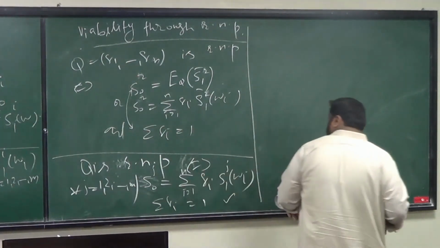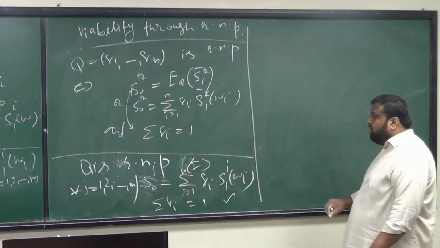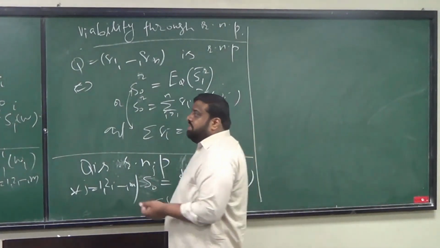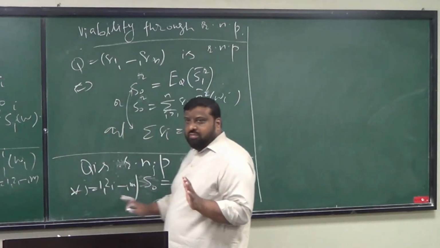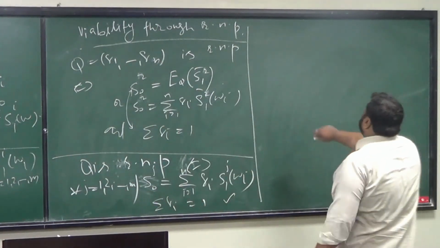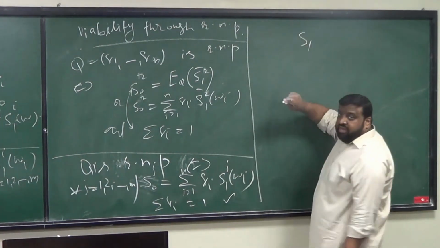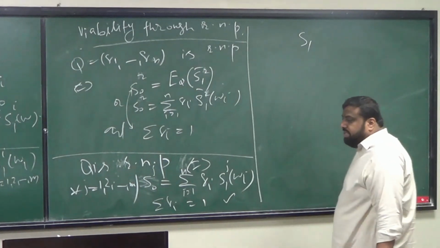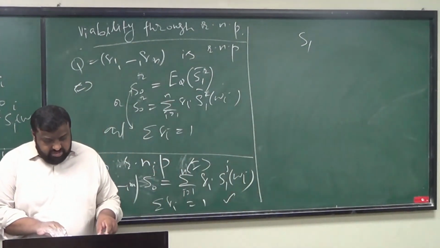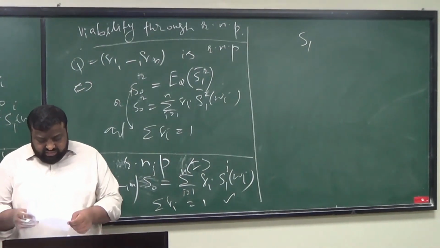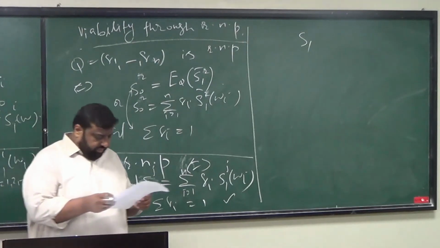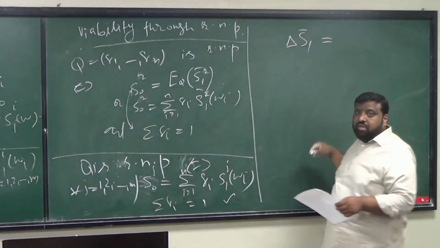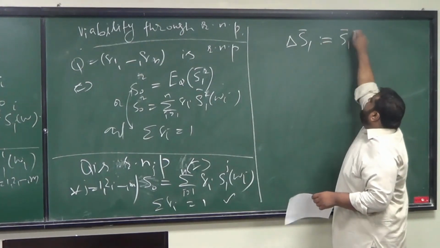Let me put this condition in a more concrete form. Is it making sense? It's just rewriting things in a different and more compact way, in such a way that they are easily used. When I'm writing S1, I mean a vector, and S naught is also a vector. So let me define the increment of stock. Let me define delta S1 bar as S1 bar minus S naught.